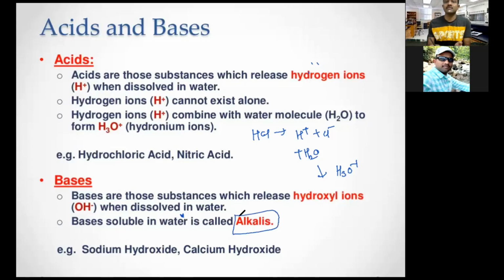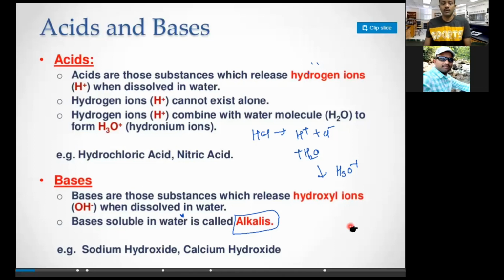Alkalis means the bases which are soluble in the water. Examples of alkalis are sodium hydroxide and calcium hydroxide, and these alkalis are soluble in the water. Some of the bases won't dissolve in the water, and they won't be called alkalis. So alkalis are the bases which are soluble in the water.